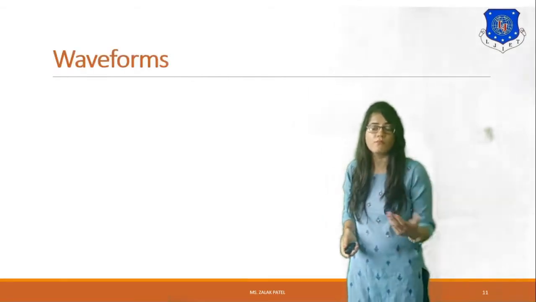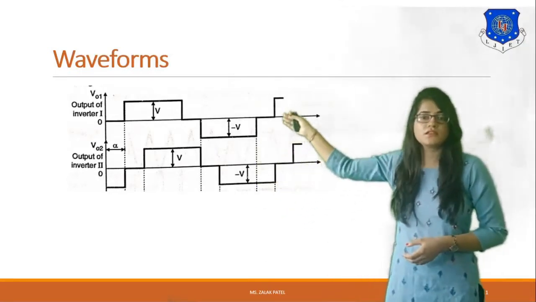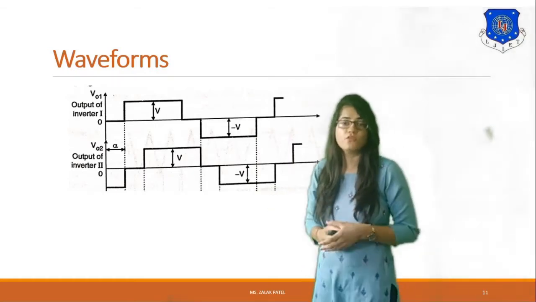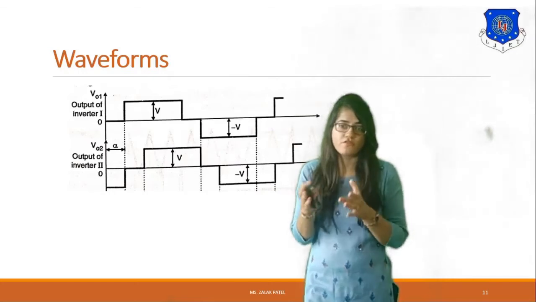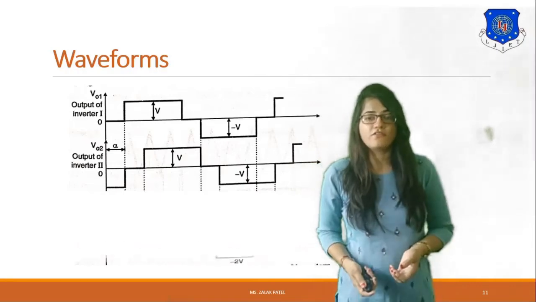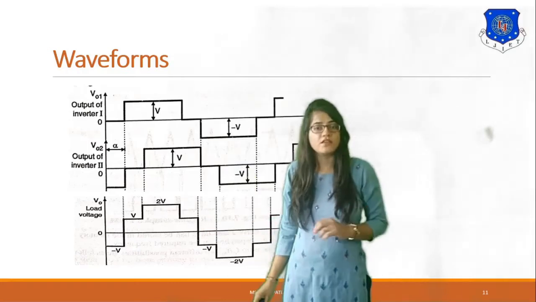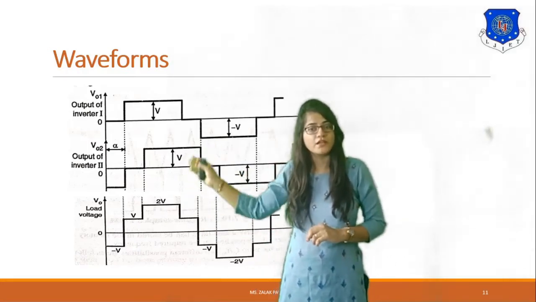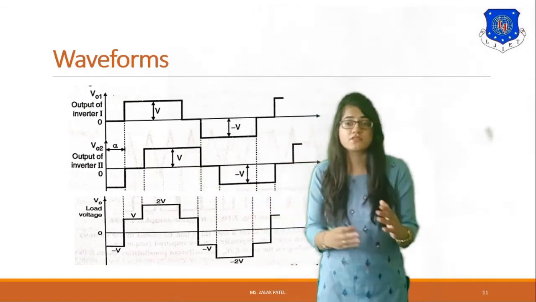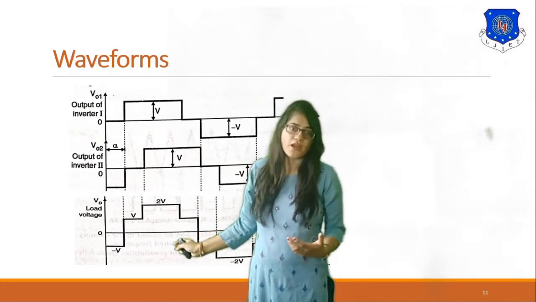Now if we compare the waveforms for this, it will be seen like this. This is the output of inverter 1 and this is the output of inverter 2. From the output voltages V01 and V02, the final output voltage is given by the summation of the first two. If you compare the first and second waveforms, it will be 0 and negative. The addition of 0 and negative gives us the negative voltage. So in the final output it will be minus V.